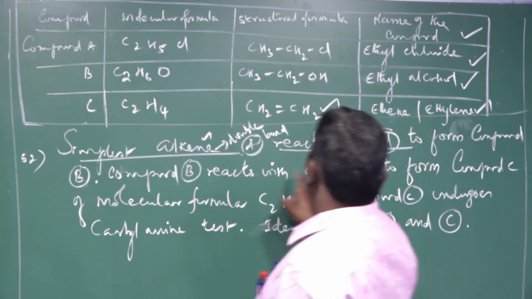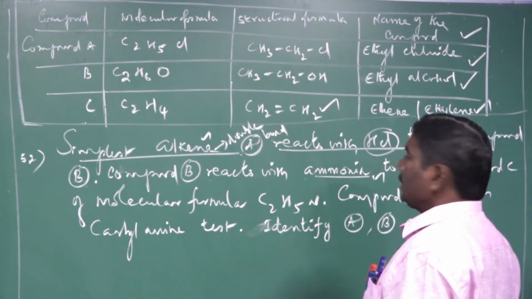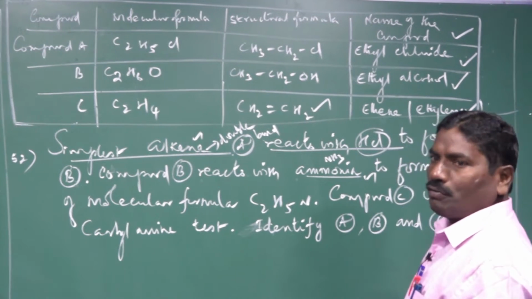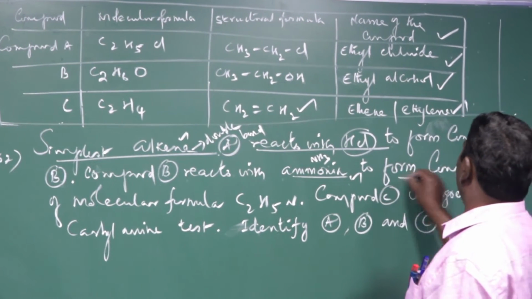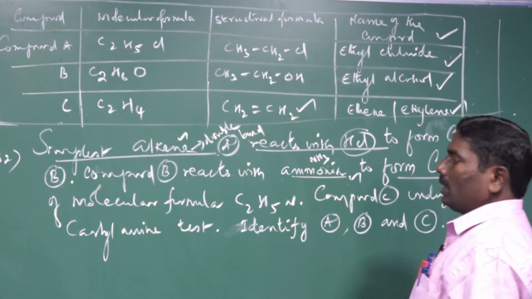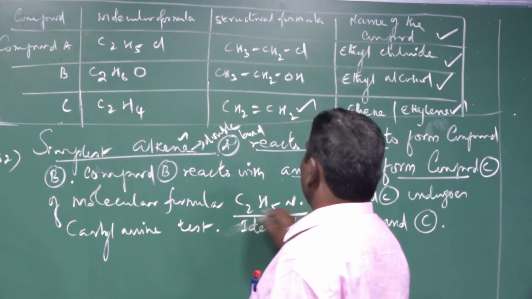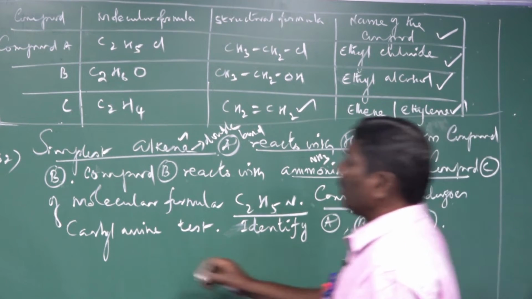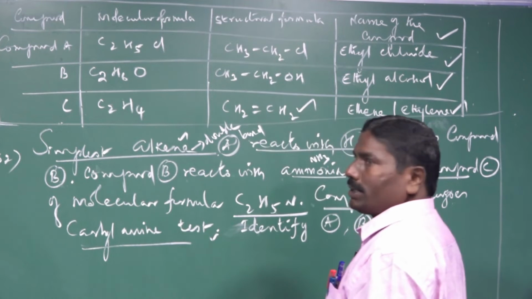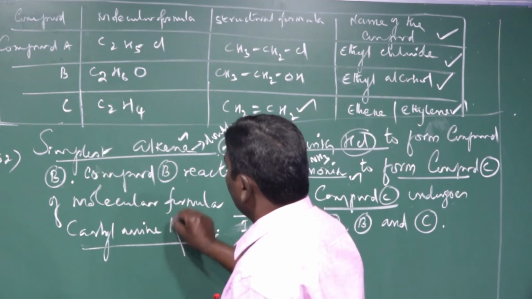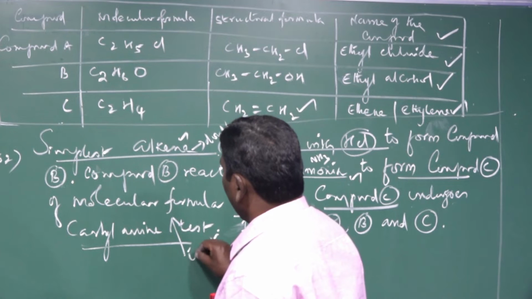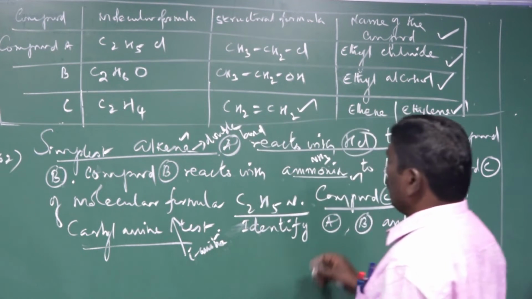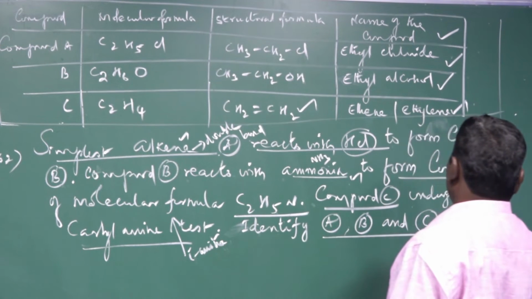Compound B reacts with ammonia, NH3, to form a compound C. Its molecular formula is given as C2H5N. Compound C again undergoes the carbylamine test, which is a test for primary amine. Then you have to identify compounds A, B and C.